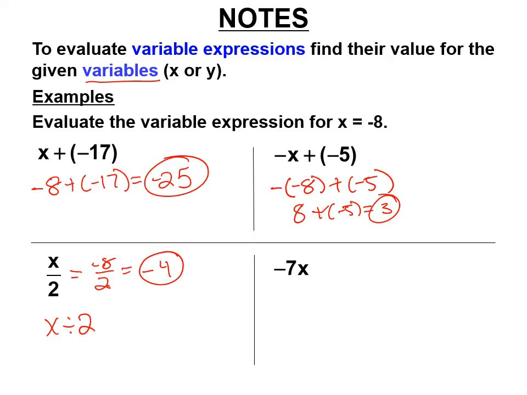You read that as negative 7 times x, or negative 7x is the way you'll say it in class. So negative 7 times negative 8. Two negatives, when you multiply or divide, make a positive, right? That's not a rule for adding or subtracting. Two negatives make a positive when you're multiplying or dividing. When you're multiplying or dividing, one negative in the problem, one negative in the answer.